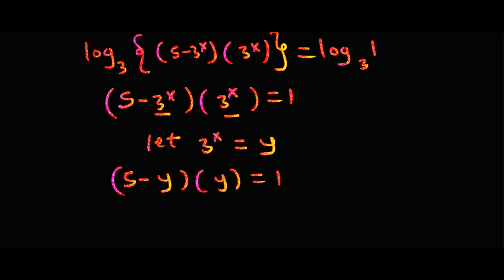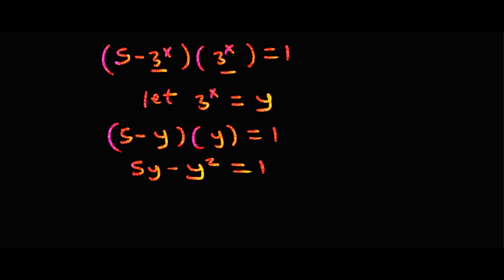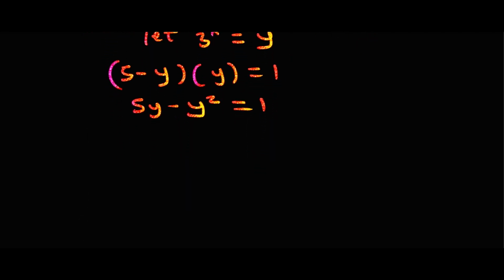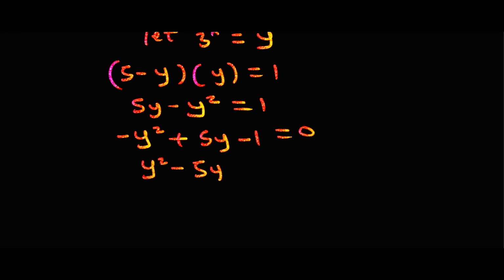If we open up these, we're going to have 5y minus y squared is equal to 1. So this is a quadratic equation. We can rewrite it like this. We have minus y squared plus 5y. Then we bring 1 to the left, it becomes minus 1 is equal to 0. So we can make a positive by dividing through by negative 1, so that we have y squared minus 5y plus 1 is equal to 0.